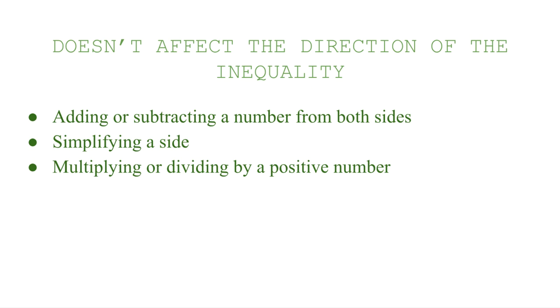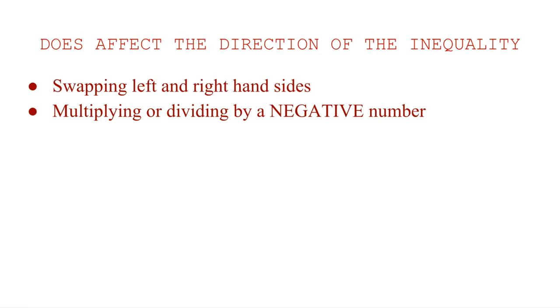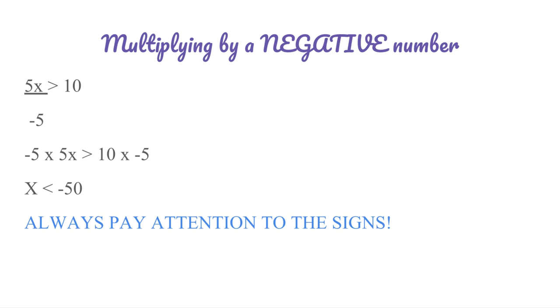In some problems, it is necessary to change the direction of the inequality sign, but it's difficult to remember when to do that. When you are adding or subtracting a number from both sides, simplifying a side, or multiplying or dividing by a positive number, all of these do not affect the direction of the inequality sign. You will leave it as is. The things that do affect the direction of the inequality sign are swapping the left and right hand sides, or multiplying and dividing by a negative number.